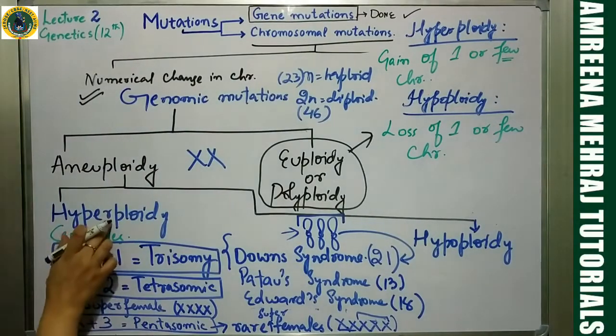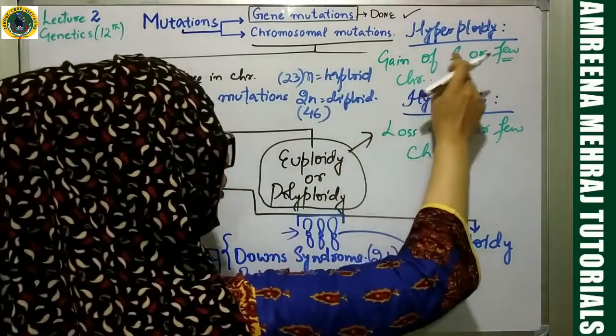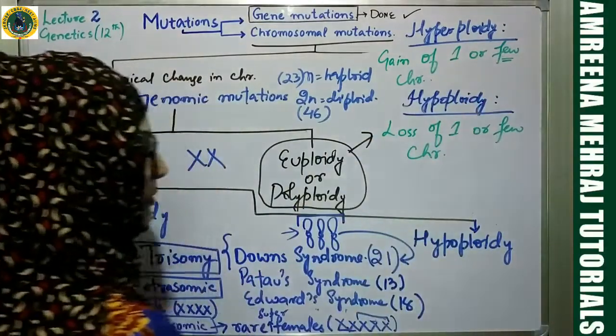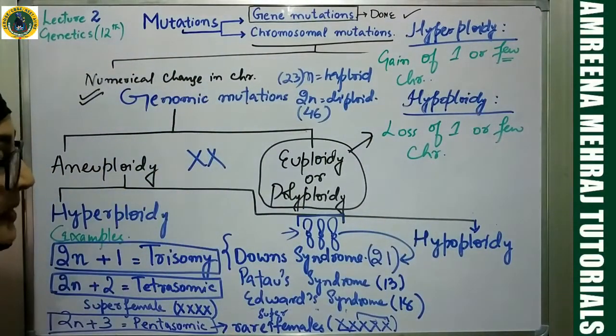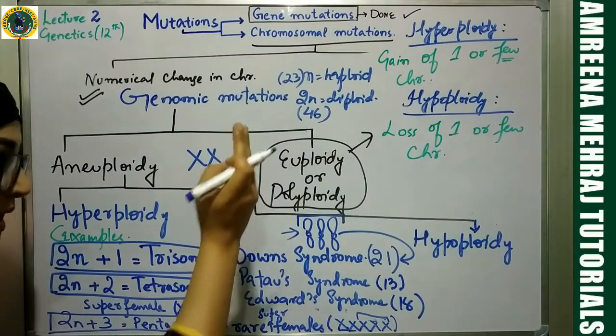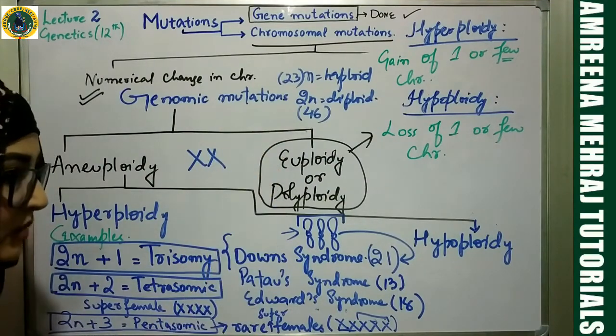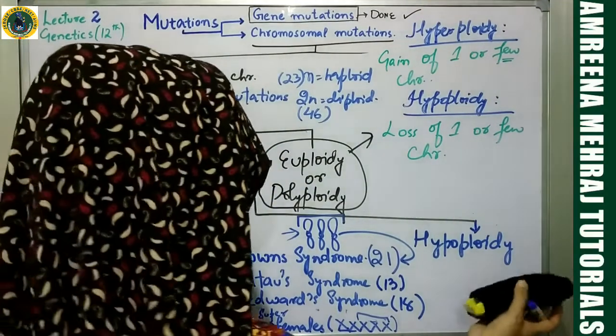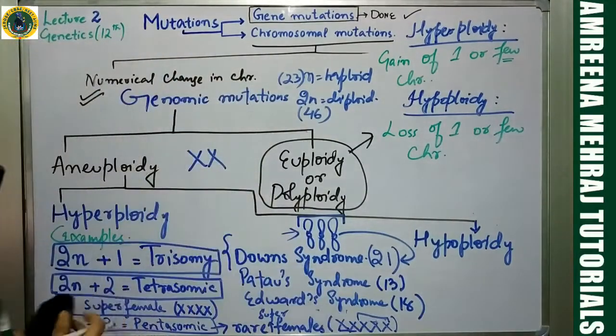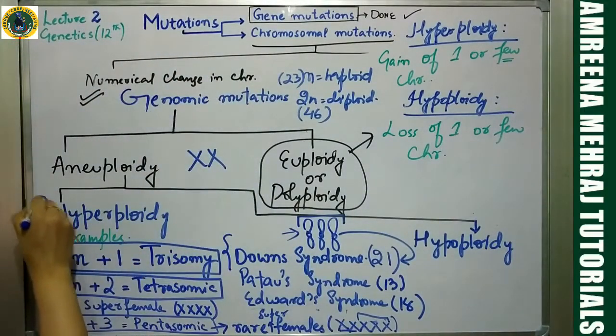So in hyperploidy, you saw the gain of one or a few chromosomes. Some of the students have requested that I help them in writing. So my dear students, you can take a pause right over here and write down this stuff. Okay, that's very good. Number 1 type we finished.